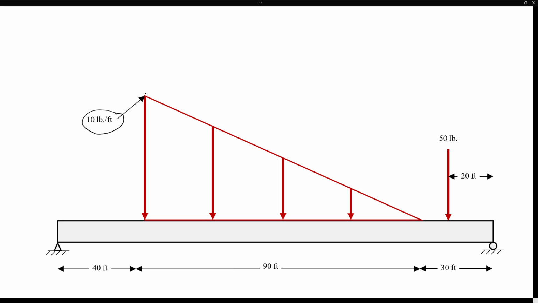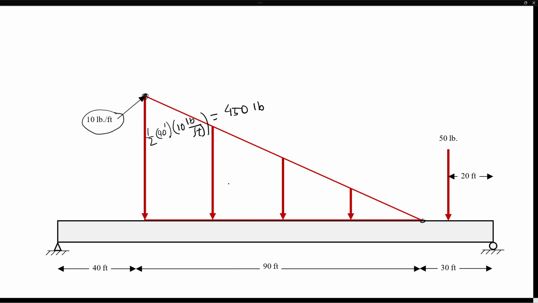So you start with the highest loading here, 10 pounds per foot, and go all the way down to 0 right here. So simply the way you calculate it is the area under the curve. That is half times the base, which is 90 feet, times the 10 pounds per foot. So the total will come to 450 pounds.